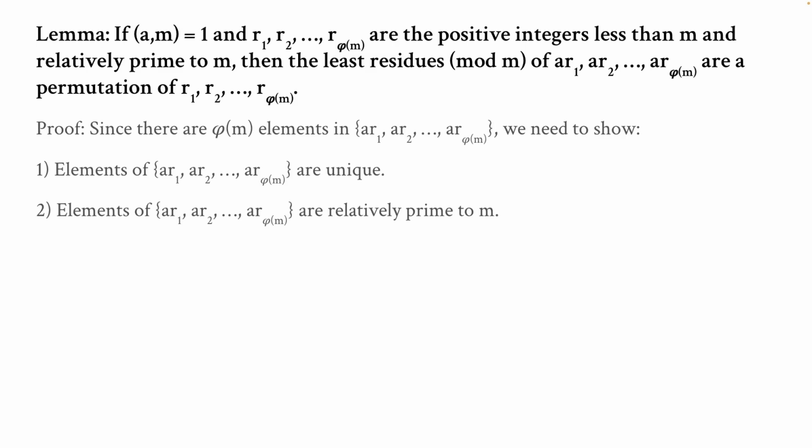And the proof of this lemma has two parts. Since there are φ(m) elements in our set of ar's, we need to show 1, that the elements of the set are unique, and 2, that the elements are all relatively prime to m. And once we've shown that it meets these two properties, we know that the set of ar's is a permutation of the set of r's because, well, what is the set of r's? It's the set of φ(m) unique numbers less than m and coprime to m.